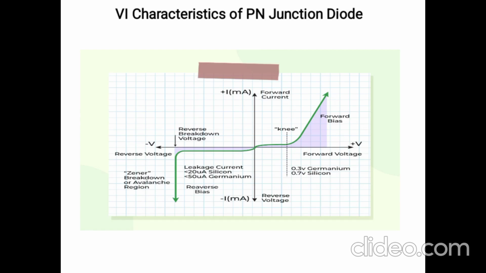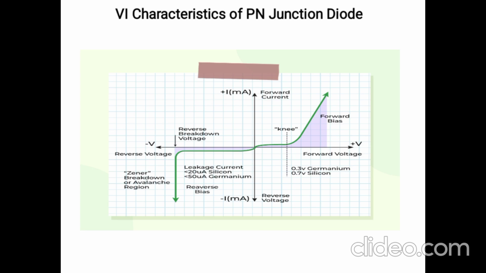Next, VI characteristics. There are two types of VI characteristics: one under forward bias condition and one under reverse bias condition. When forward bias Vf is increased, the current If is almost zero. This is because the potential barrier prevents holes from the P region and electrons from the N region from flowing across the depletion region in the opposite direction.